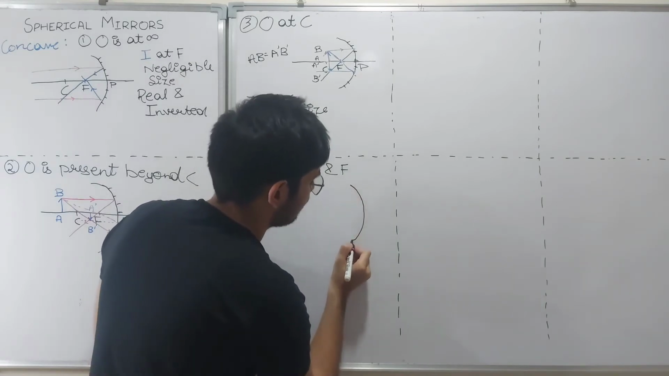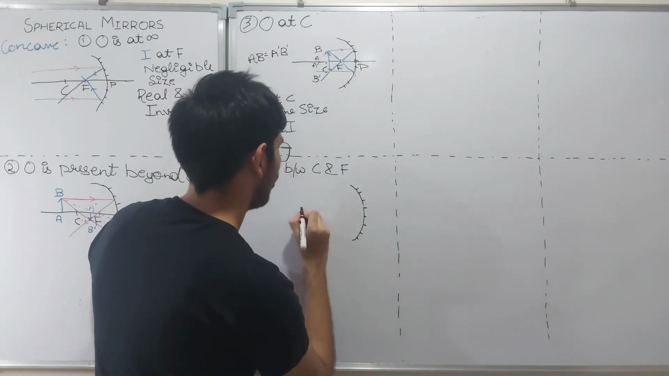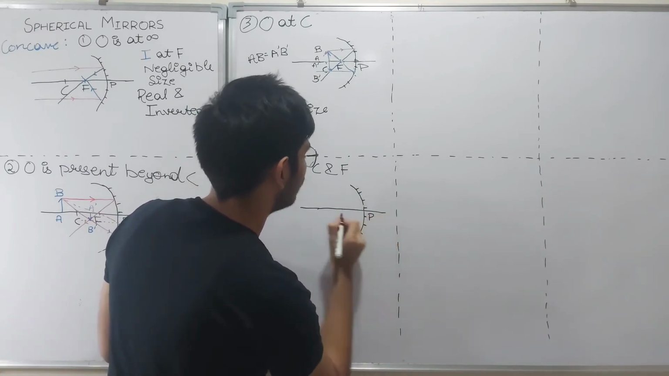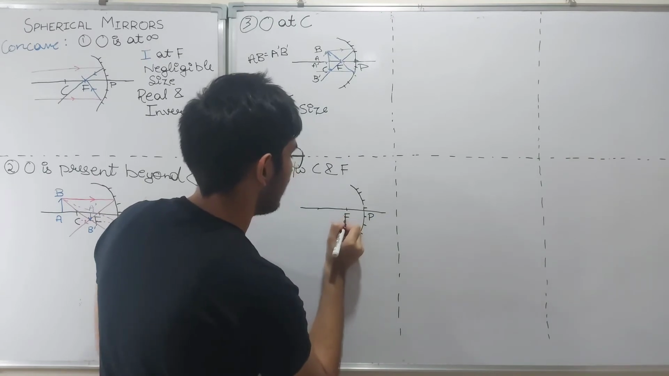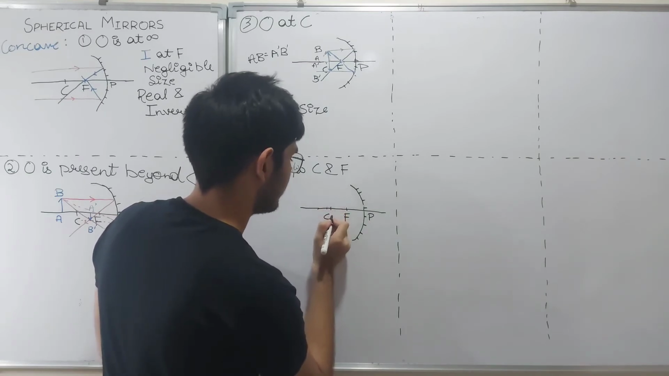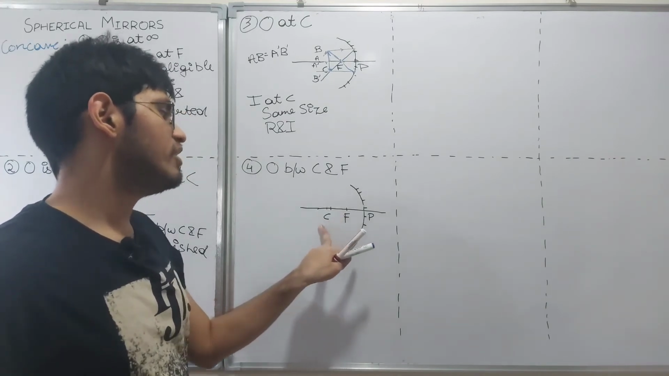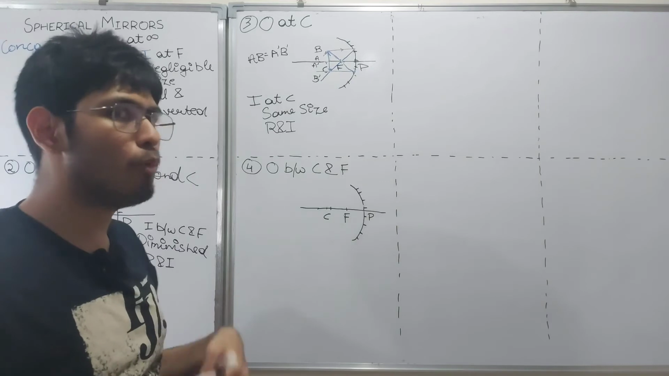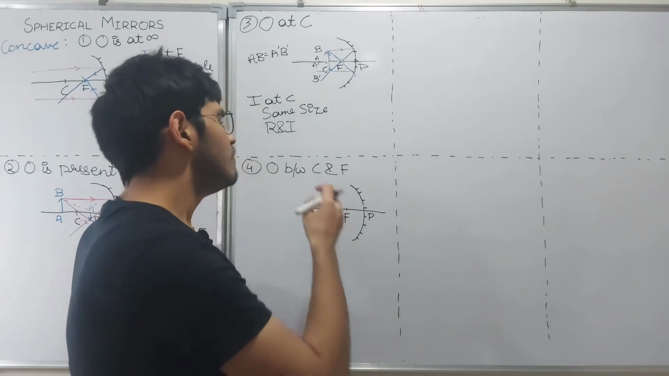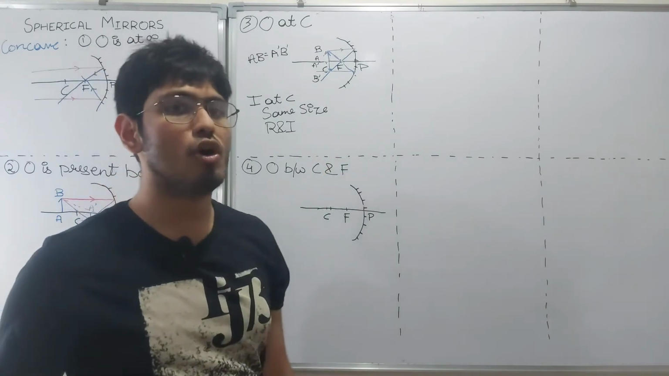This is our concave mirror. First, we have to draw the principal axis. This is the principal axis that we are going to draw. And we have to mark the pole over here, the focus somewhere over here, and the center of curvature somewhere over here. I'm just drawing it roughly. See the distance between the focus and the pole, and the center of curvature and the pole. The distance between the center of curvature and the pole is 2 times the distance between the focus and the pole. Just remember this. It means the radius of curvature is 2 times the focal length. We will derive the formula for this particular thing also.